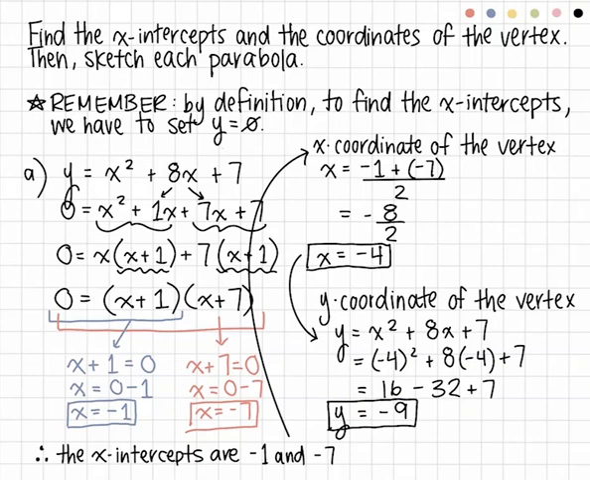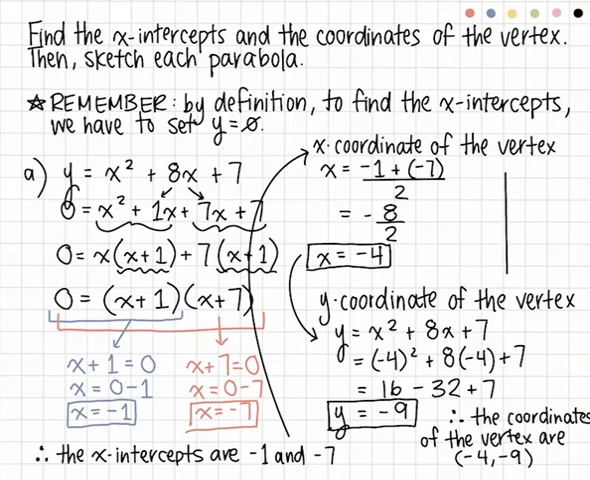So I can fit down here. Therefore, the coordinates, it's just barely fitting, of the vertex are -4 and -9. Now the last part of this question is asking us to sketch the parabola, which I'm going to do in this little tiny space here.